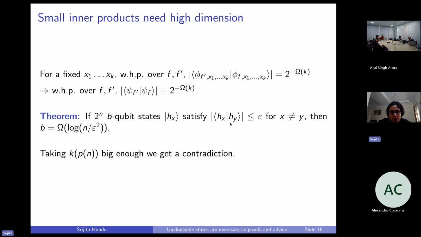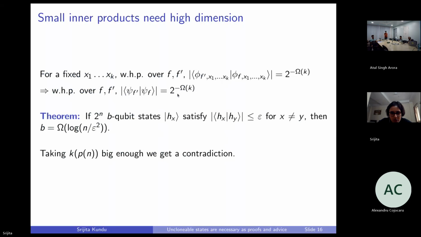So in particular, you can show that there exists a large number of functions such that for every different f and f prime from this large set of functions, the pairwise inner product between psi f and psi f prime is small. Okay. Now, if you take k to be such that, so k is the number of Bobs, right? Yeah, k is the number of Bobs, and 2 to the minus omega k is the inner product.